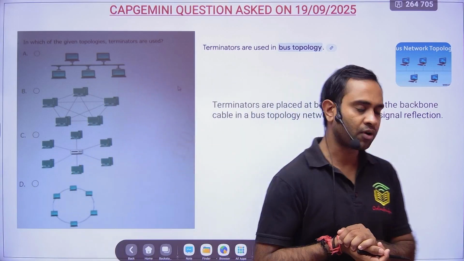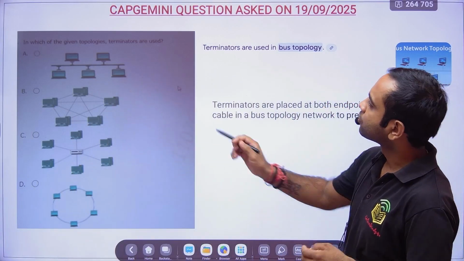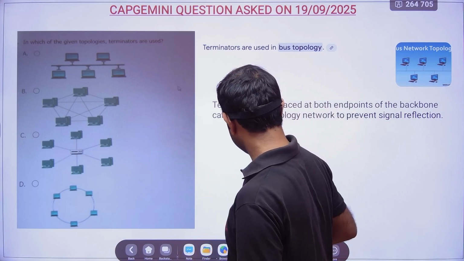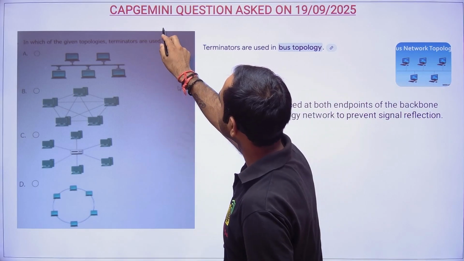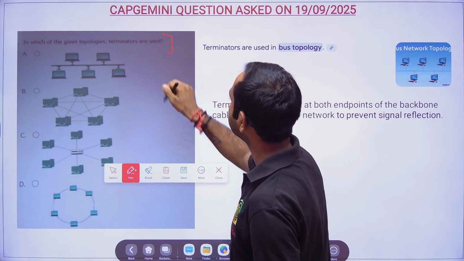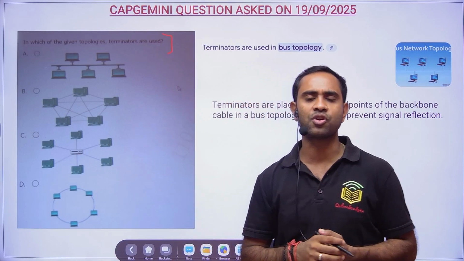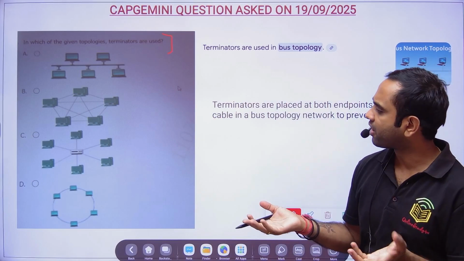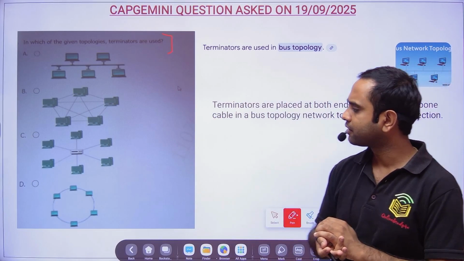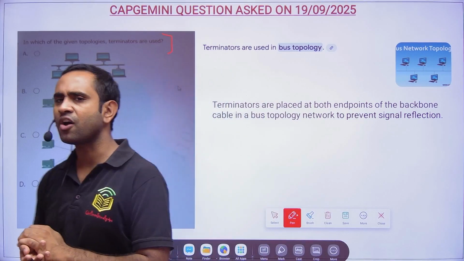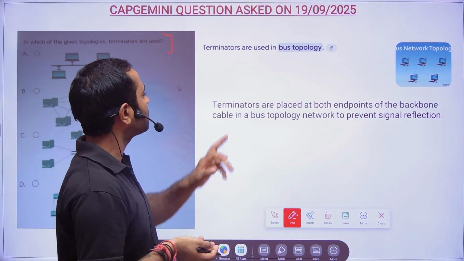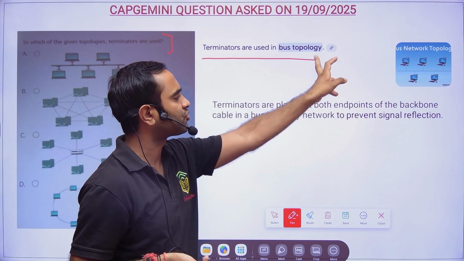Okay. So the question is, in which of the given topologies are terminators used? You have the different topologies here, bus, star, and so on. Now, when are terminators used in a bus topology?